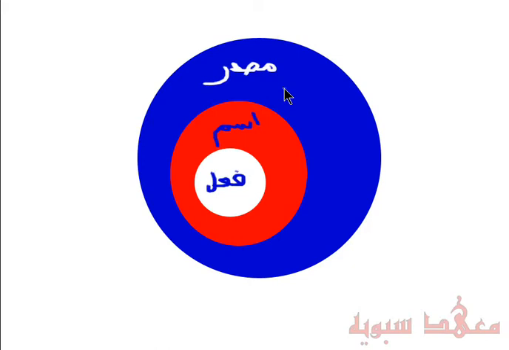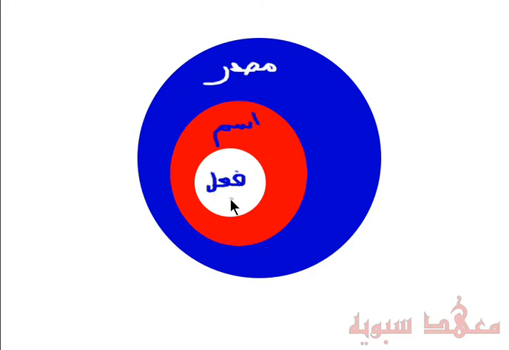So as you can see, the masdar, denoted by the big circle, has a much more general meaning, while the fi'l is specific. And then you have the ism in between the two. So I'm just going to explain each one. I'm going to start off with the fi'l, and then I'm going to move to the masdar.